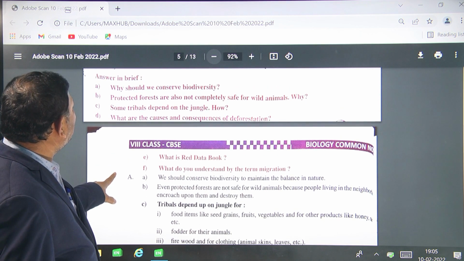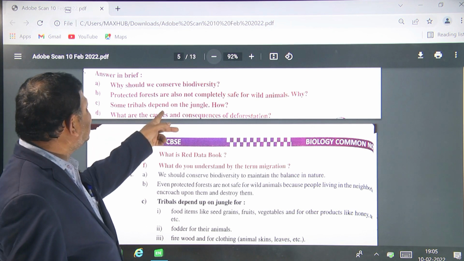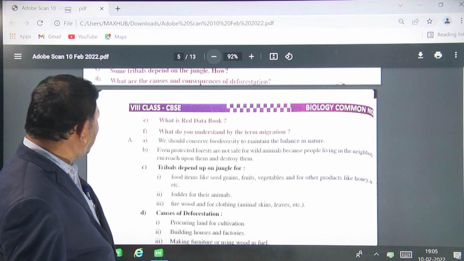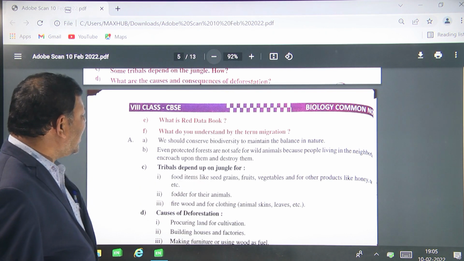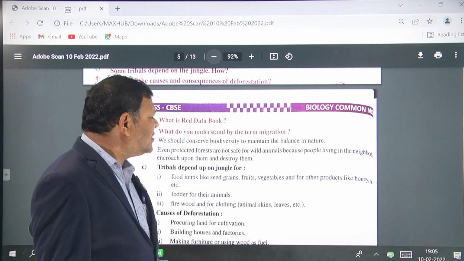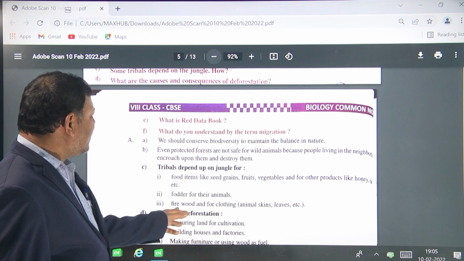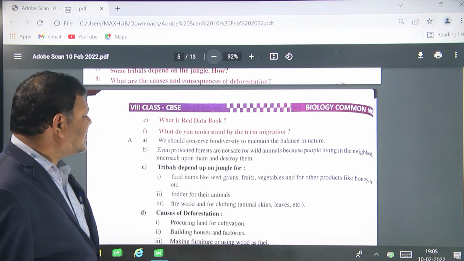Next question: protected forests are also not completely safe for wild animals. Some tribals depend on the jungle. How? Tribals depend upon the jungle for food items like seeds, grains, fruits, vegetables, and other products like honey, fodder for animals, firewood, and animal skin for clothing.